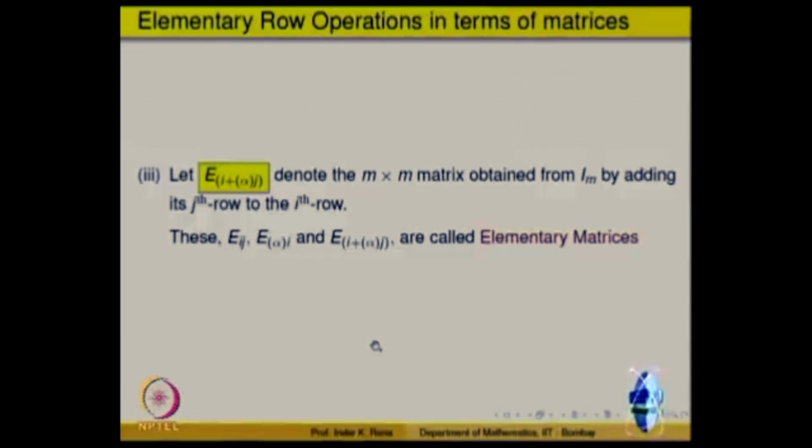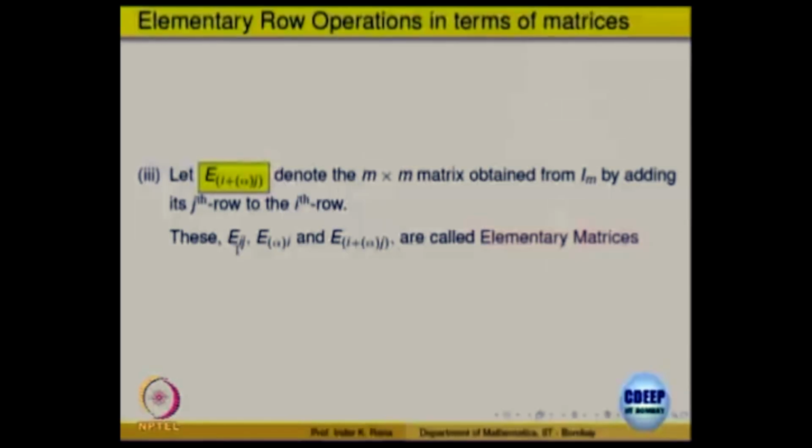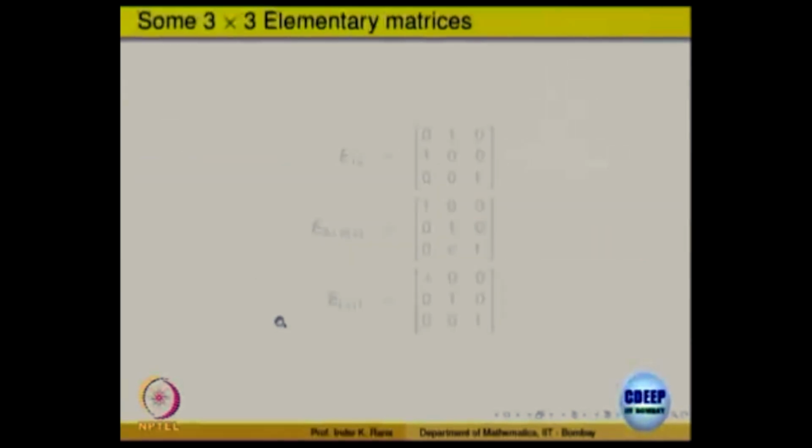Why are they important? Because if I want in a matrix A to change its ith row to jth row, it is obtained by pre-multiplying the matrix A by the corresponding elementary matrix. So suppose you got a matrix A which is M cross N, you want to interchange its ith row with the jth row. So take the corresponding M cross M matrix Eij, pre-multiply A with this, and the resulting thing would be interchanging the ith row of A with the jth row, right? So one can write down the proofs of this.